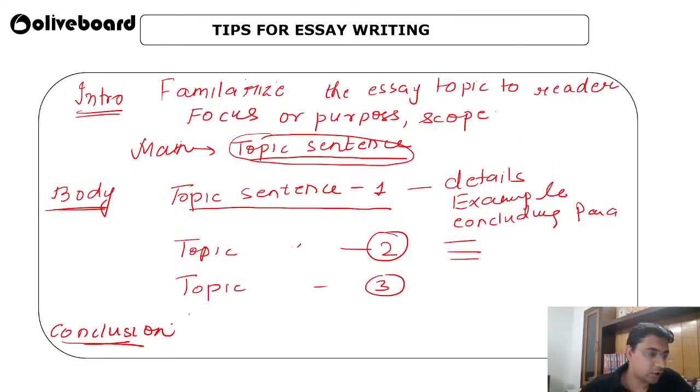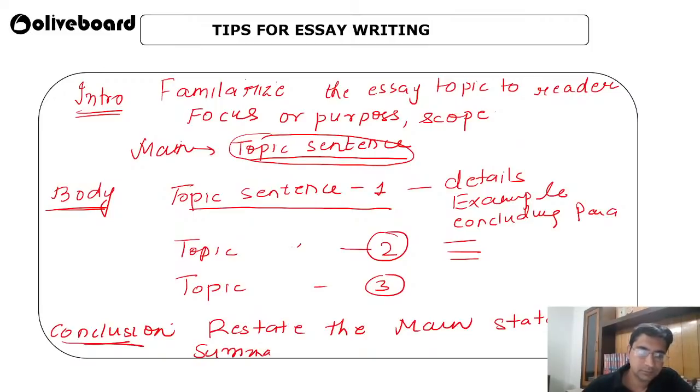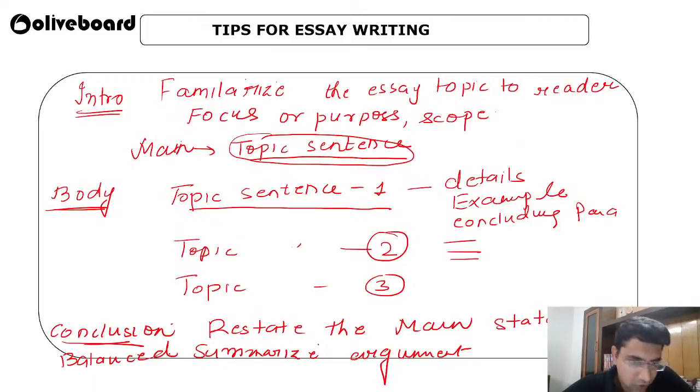You reach a conclusion, and in the conclusion you have to restate the main statement, what the topic is about. Main statement. Then summarize your argument. And always your conclusion should be balanced. Neither positive, nor negative, it should be balanced. Right? So this is the way you have to write.